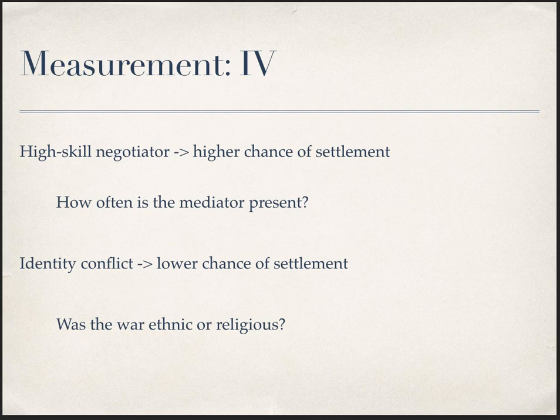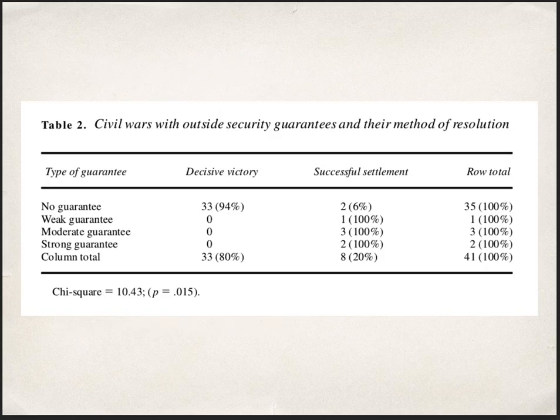We ask whether the war was between ethnic or religious groups, and if so, were they fighting over some form of ethnic or religious difference? We can take a look just at the breakdown of where there were decisive victories versus settlements to see that there is some plausibility to Walter's theory, right?